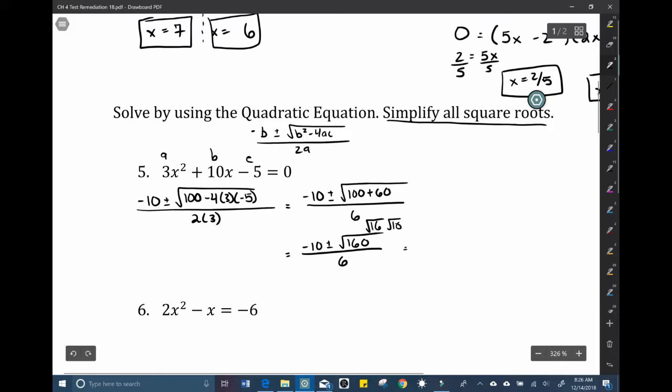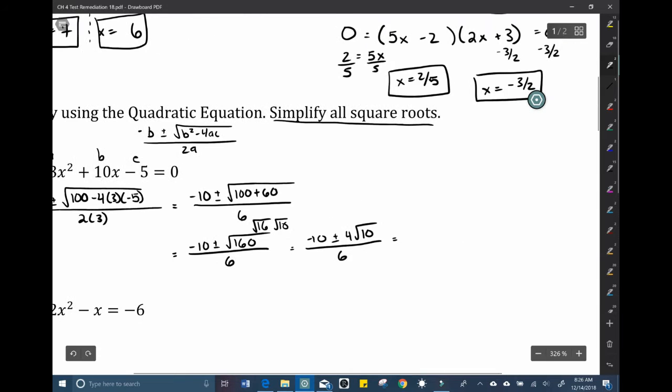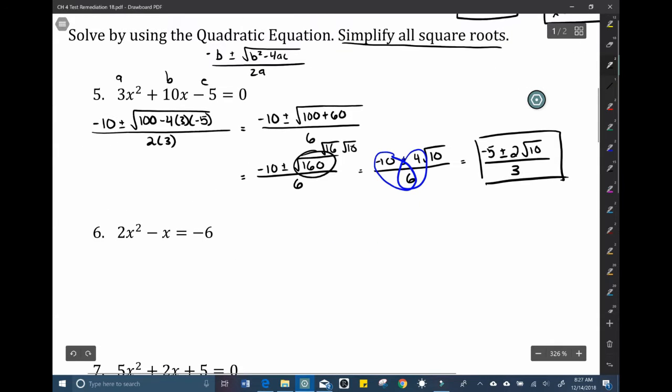And that would be negative 10 plus or minus 4 roots of 10 all over 6. And the last step would be to reduce the 10 and the 6 and the 4 and the 6. Okay, they can both reduce by 2, so negative 5 plus or minus 2 roots of 10 all over 3. Okay, that particular part, reducing, was one of the more challenging things.